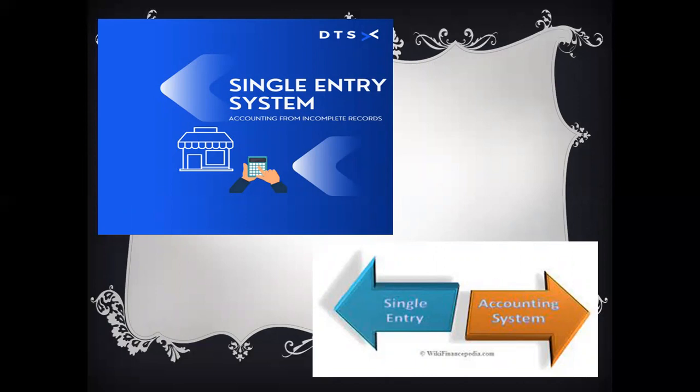It is not really a system because under the system there may be no record of some transactions and only partial records of some others. Single entry system is not perfect. Fraud and mistakes can hardly be detected. Proper results cannot be obtained by its use.